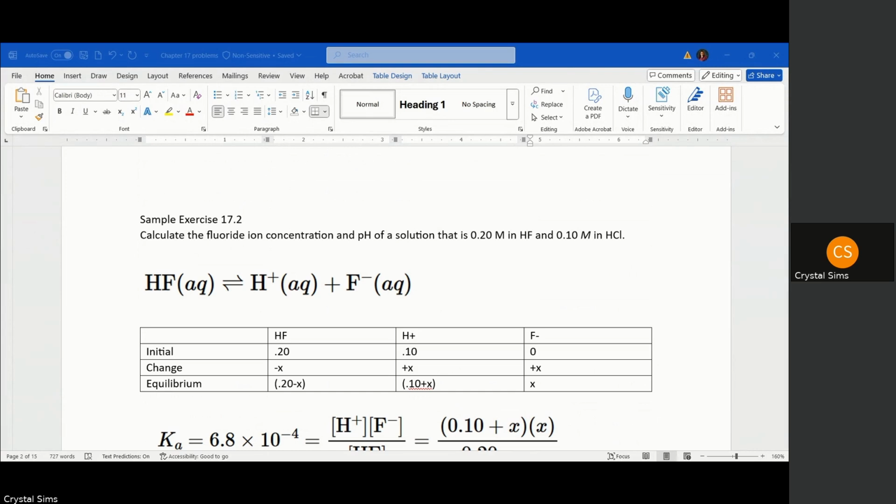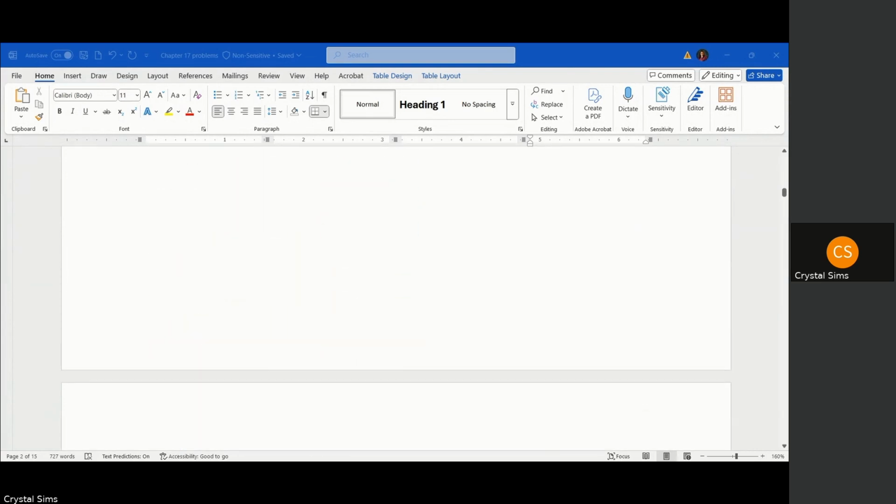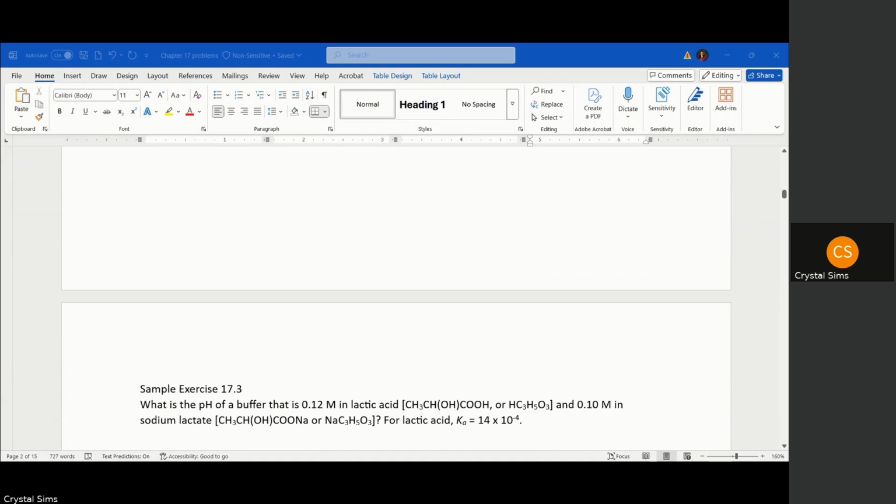Okay, let's move on now to sample exercise 17.3, which gets us into our look at buffers. So remember, a buffer is when we have a solution that contains high concentrations of a weak conjugate acid-base pair, and so it's able to resist drastic changes in pH. We demonstrated this with the lab that we did last week, where we saw that in our buffered solution, we didn't have a wide swing in pH like we did in just the regular solution.